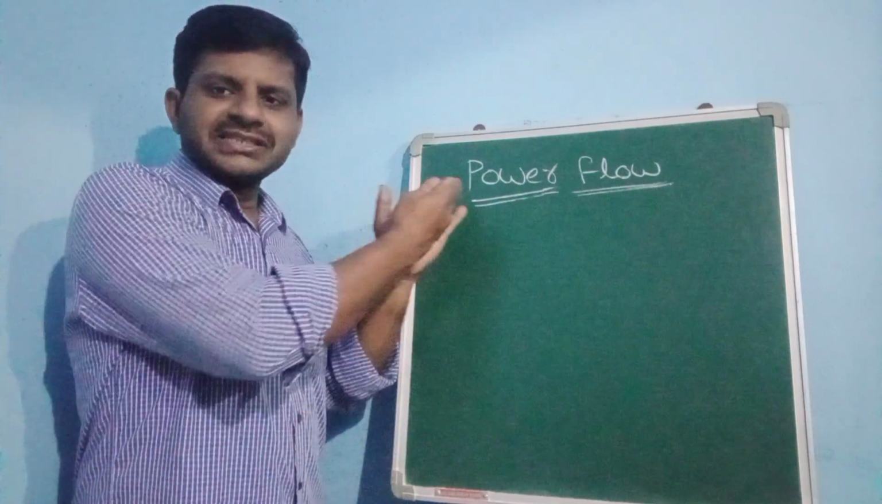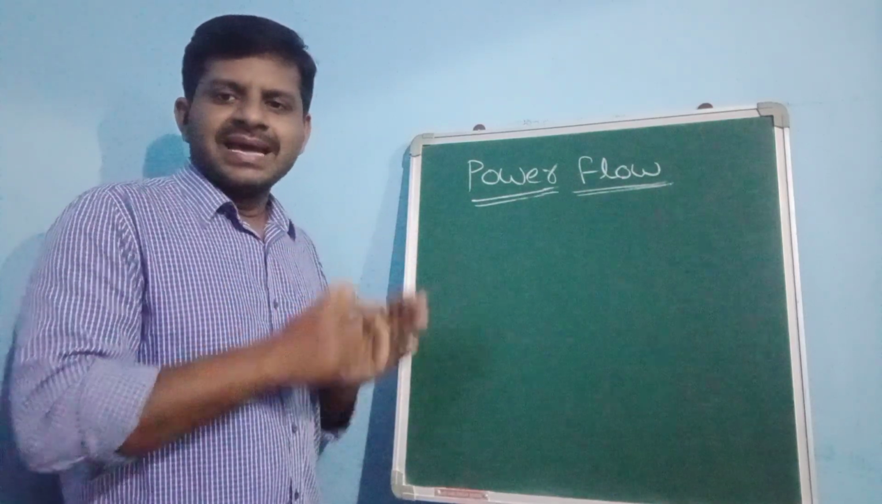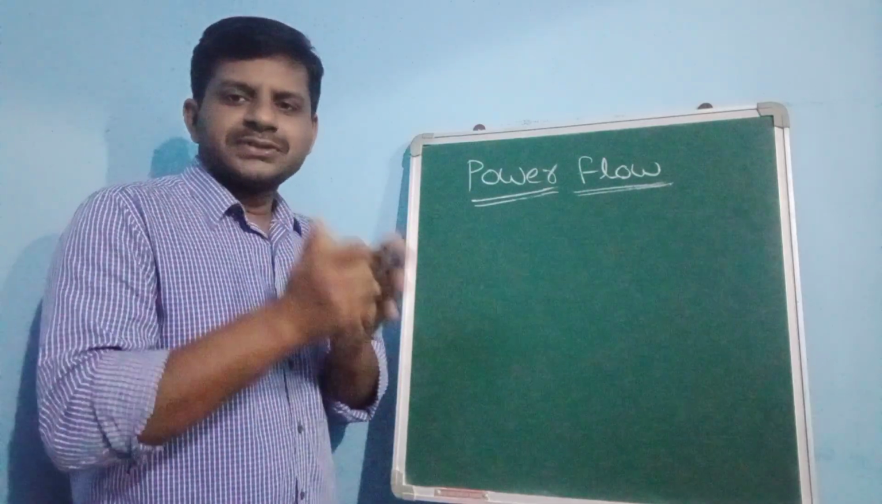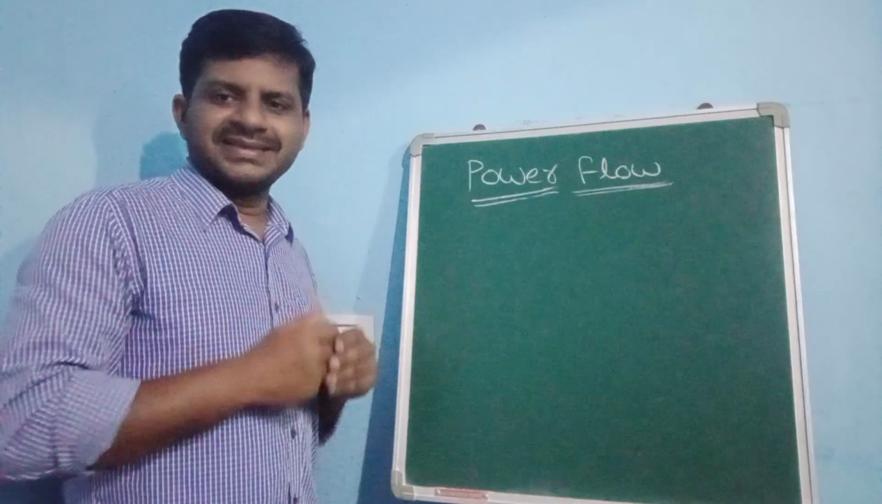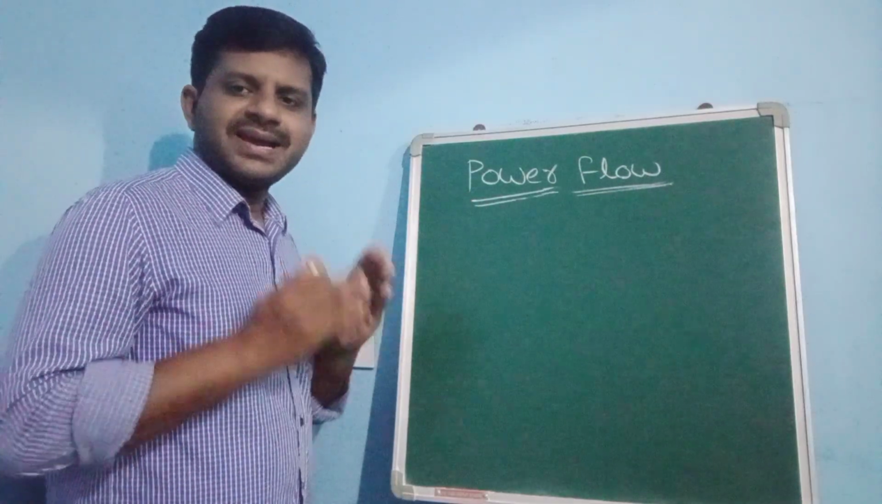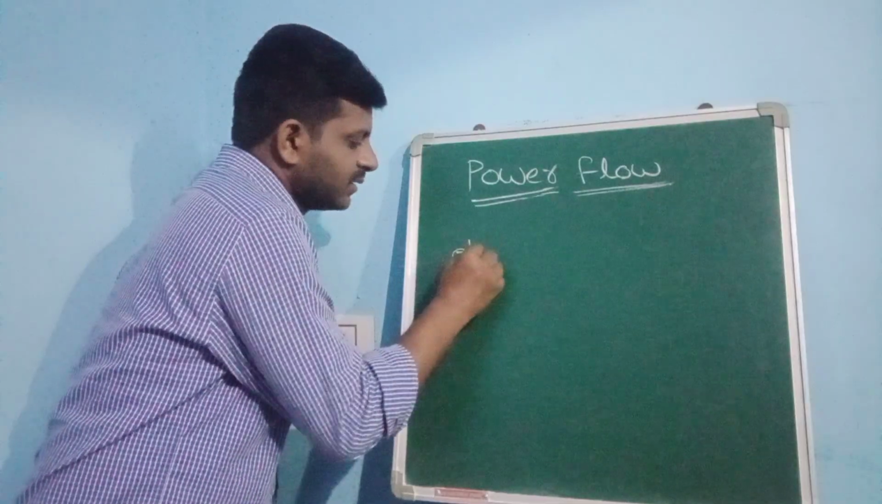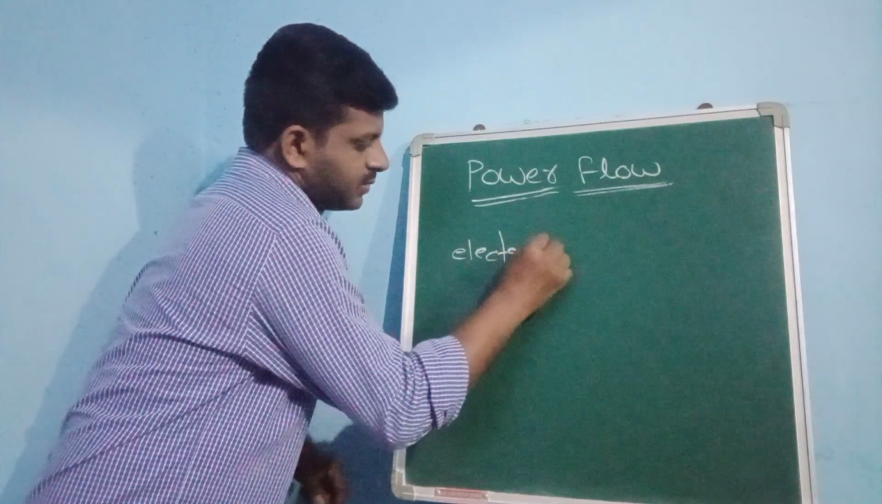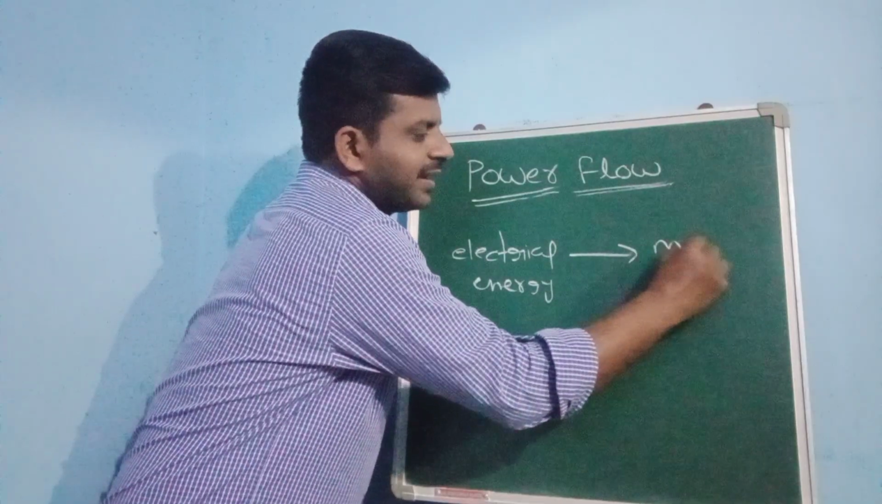As well as in a DC motor, the input supply is given as electrical energy, which is converted into mechanical energy. So that is given as the power flow energy conversion. So coming to the DC motor, the input supply is given as electrical energy, and the output we are getting is mechanical energy.